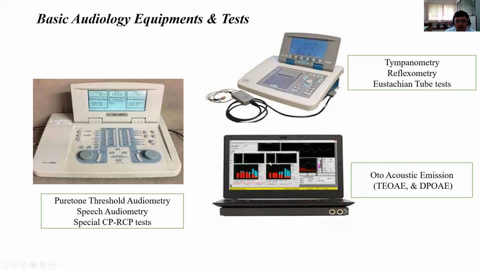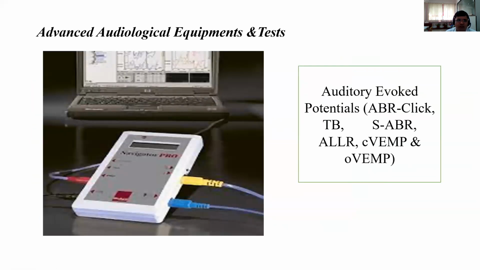The third equipment is very unique and special in terms of giving information about outer hair cell functioning, that is otoacoustic emission, which has the facilities of recording different types of otoacoustic emissions, very quick and very rapid in giving you the information, and it gives you an idea about the functioning status of outer hair cells.